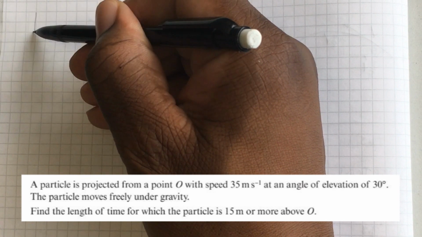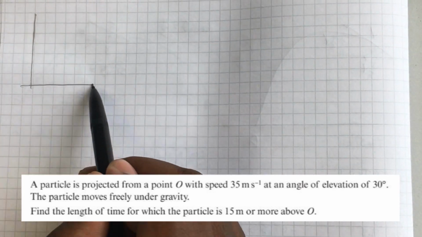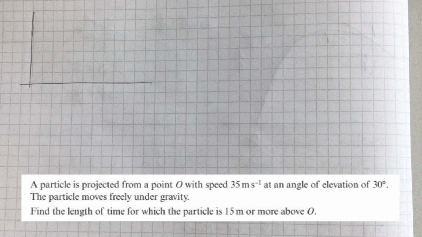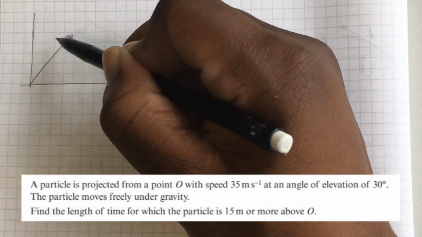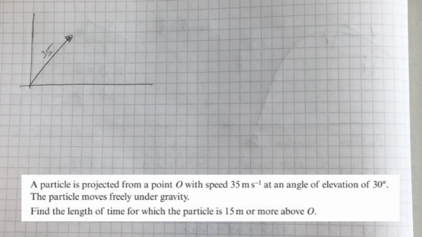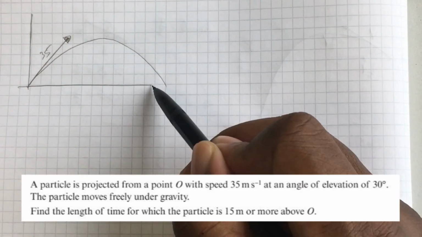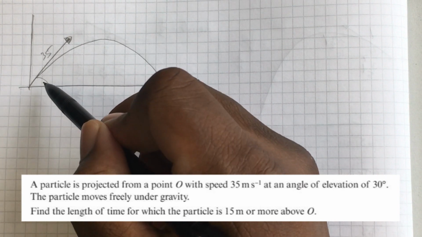Okay, and just one more to finish with. Here we've been told that a particle is projected from the point O with a speed of 35 meters per second and the angle of elevation is 30 degrees. The particle is moving freely under gravity. Find the time when the particle is 15 meters or more above that point O.